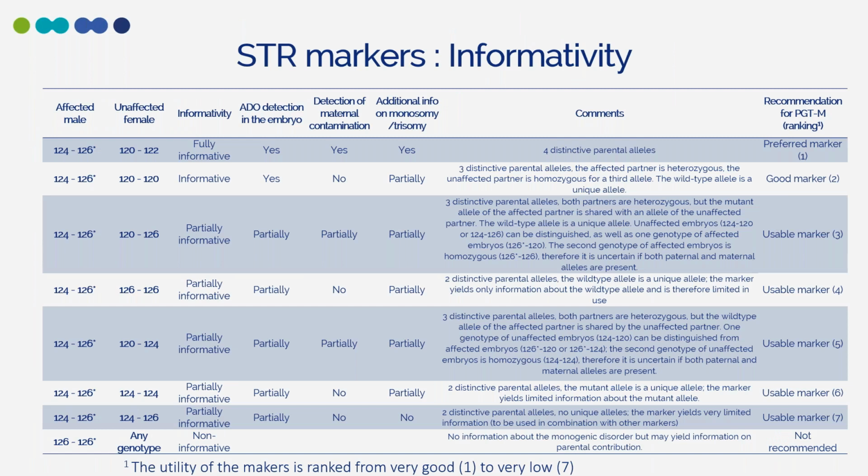A table is included that defines informativity for STR markers. A ranking for PGT-M is done according to the informativity of the couple, from fully informative, to partially informative, also called semi or half informative, and non-informative configurations. A similar table was included for the SNPs.